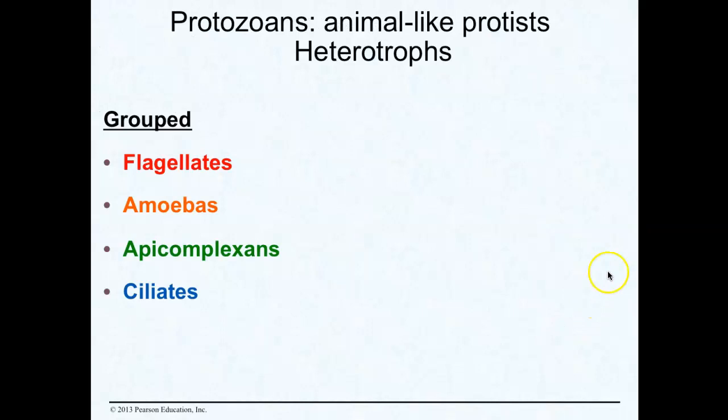Okay, so let's take a look at our protozoans. These are animal-like protists, animal-like meaning that they're heterotrophs. They are grouped according to their mode of locomotion. So do they have flagella? Do they have pseudopods? Do they have cilia? So let's take a look at this.